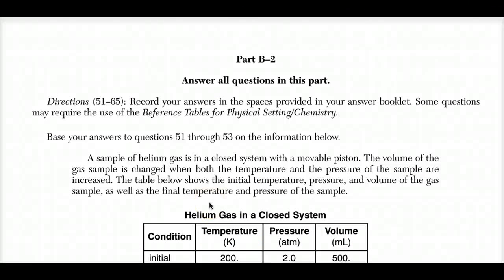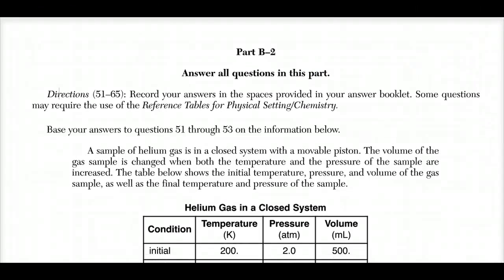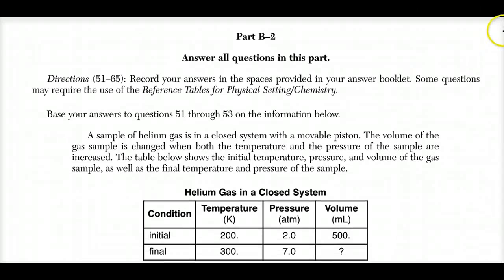This is the 2009 June Chemistry Regents Solutions. Here we go with number 51. All right. A sample of helium gas in a closed system with a movable piston. The volume of the gas sample is changed when both the temperature and pressure of the sample are increased.